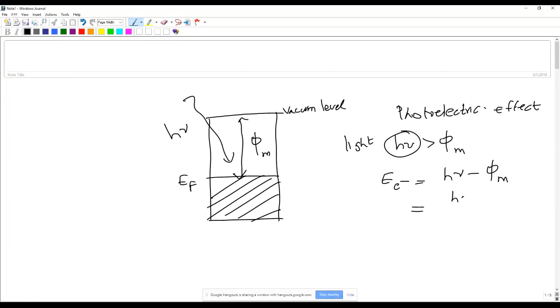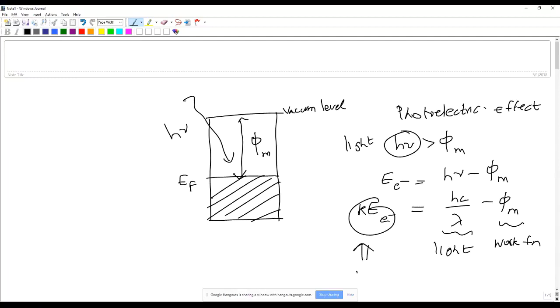So h nu is the energy of the light. Another way of writing this is hc by lambda. So let me make it explicit: the kinetic energy is nothing but the energy of the light minus the work function of the metal. If we can measure the kinetic energy of the electrons, and usually people do this by applying a reverse potential so that the current goes to zero, and they calculate the minimum potential you need to apply to stop the current, and that becomes the kinetic energy. So this can be measured.